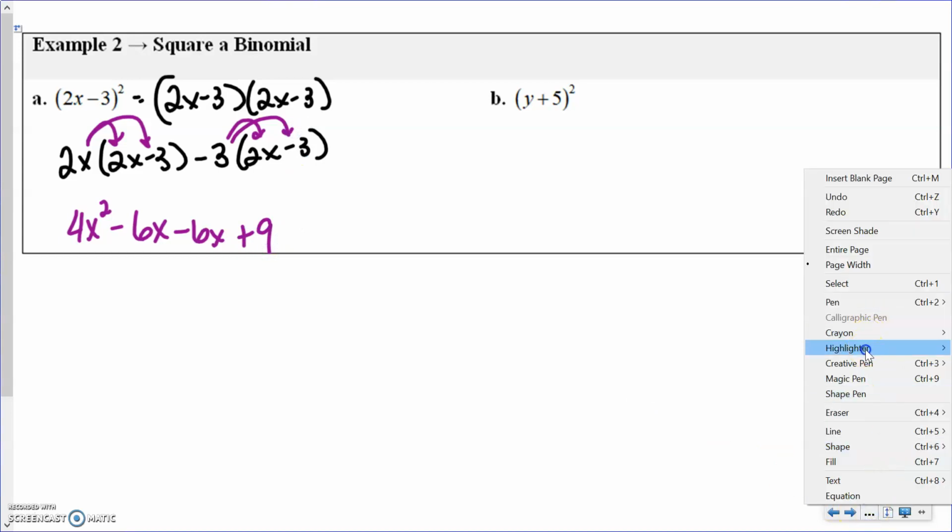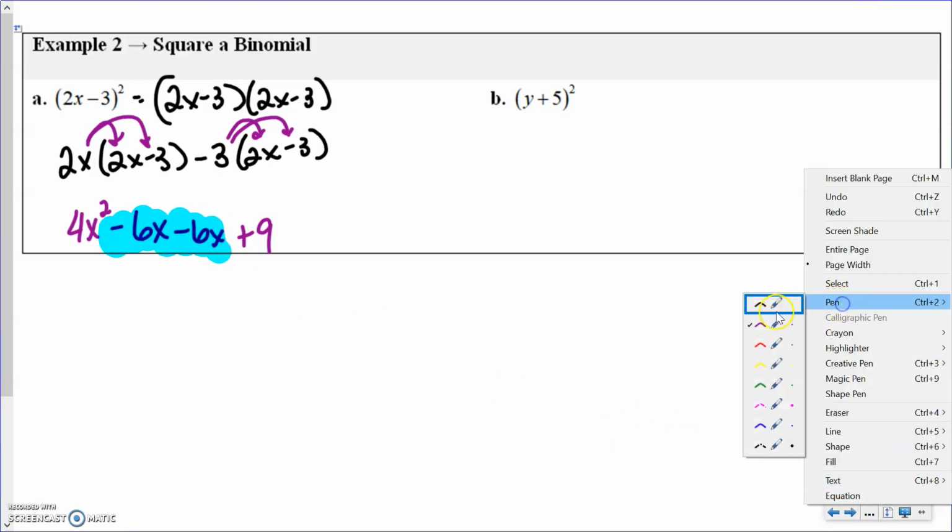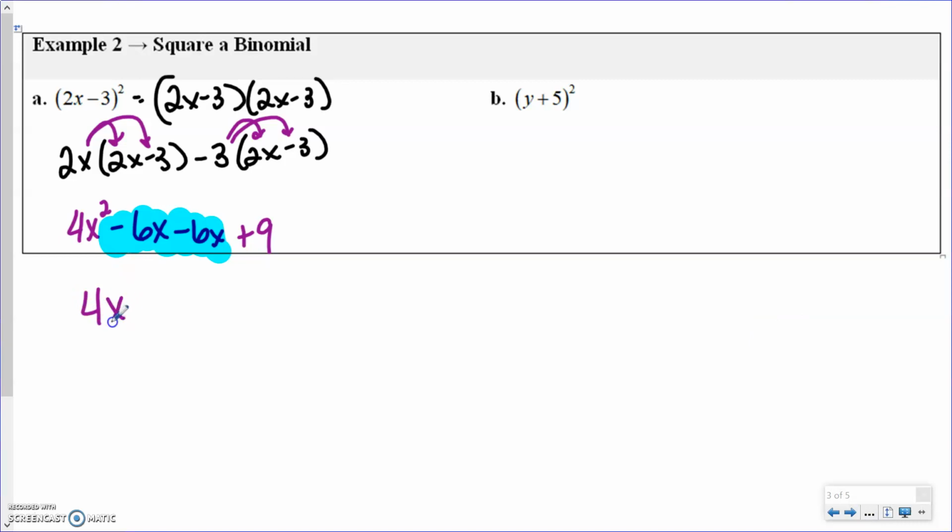Let's go ahead and combine our like terms there. So negative 6 and negative 6 gives me a negative 12. So I have 4x squared minus 12x plus 9. Again, when I am adding and subtracting terms, I do not change my exponents.